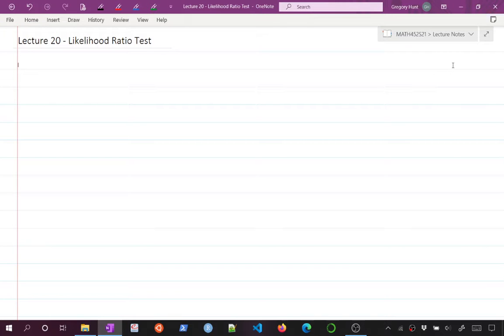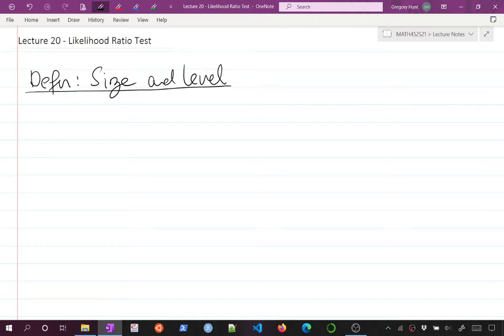This is lecture 20 on the likelihood ratio test. So today we're going to continue talking about hypothesis testing. And last time we had ended our discussion talking about the size and level of a test. So let's rehash that definition real quick.